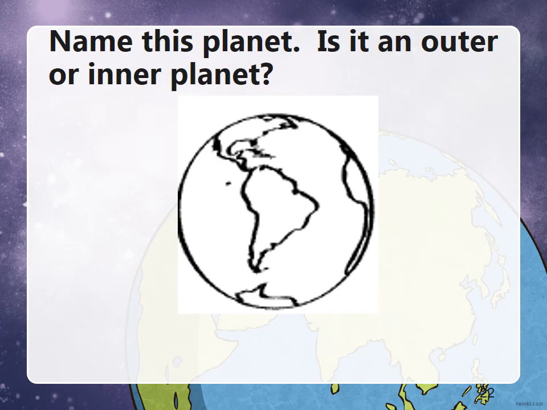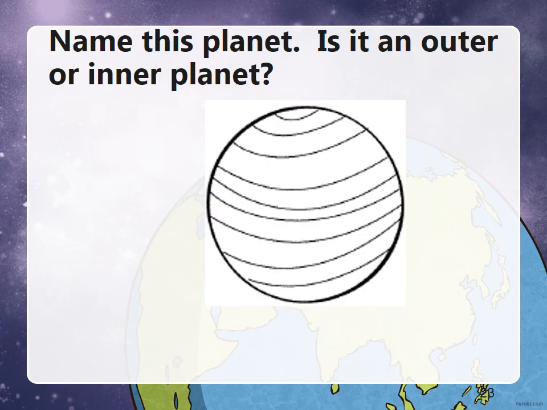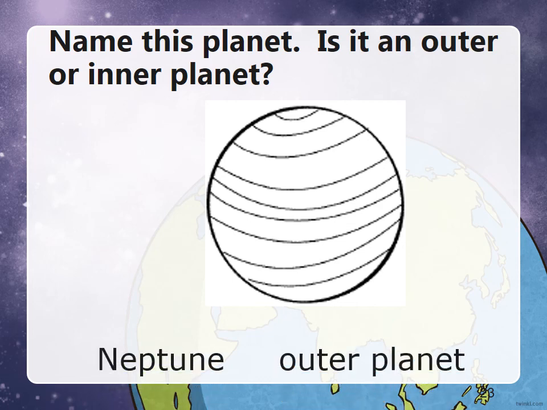This one here, everyone should get this one right. Yes, it is Earth, and Earth is an inner planet. What about that one? That's right, it's Neptune, and Neptune is an outer planet.